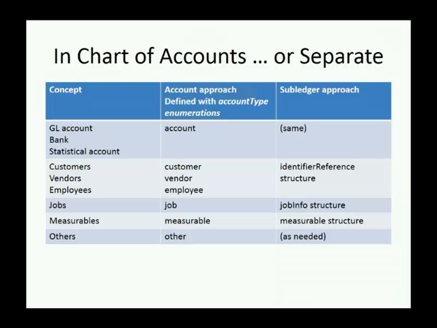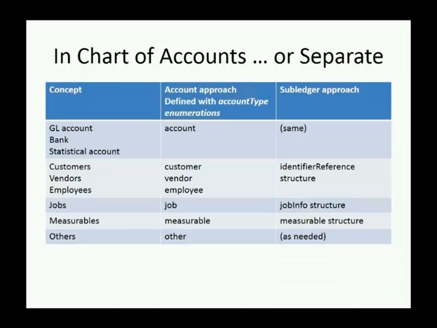So you have these choices: your general ledger accounts, your bank statistical accounts. These are part of the account structures one way or the other. But because customers and vendors and sometimes employees are part of the accounting structure in some places, but are part of subledgers in others, you have the choice of including them within the account structure using the appropriate enumerations, or using the related specific subledger structure, such as the identifier reference for customers, vendors, and employees.